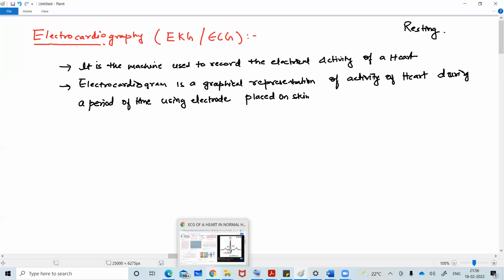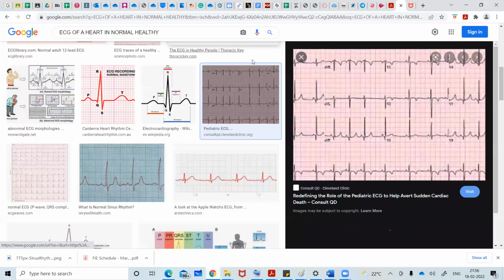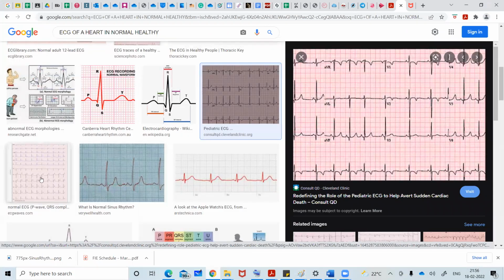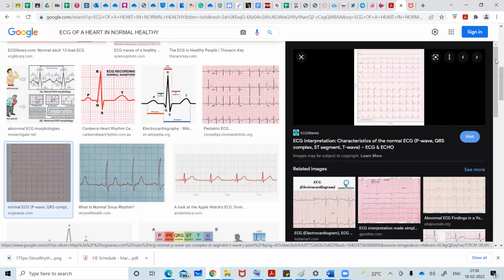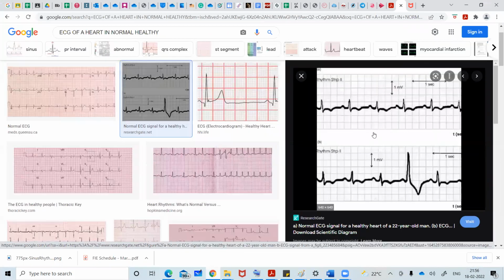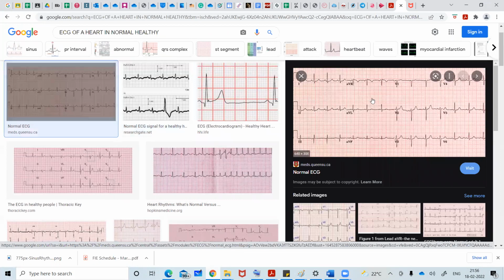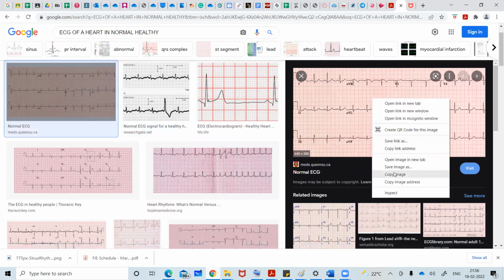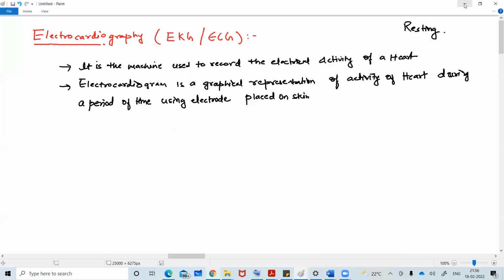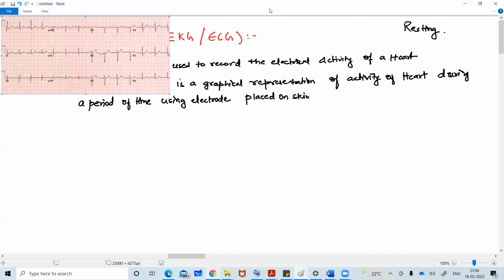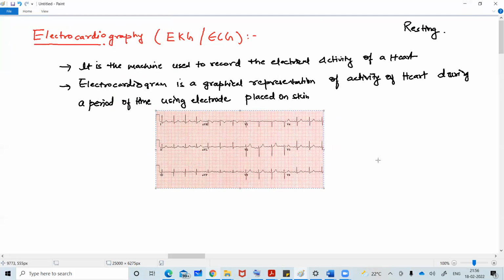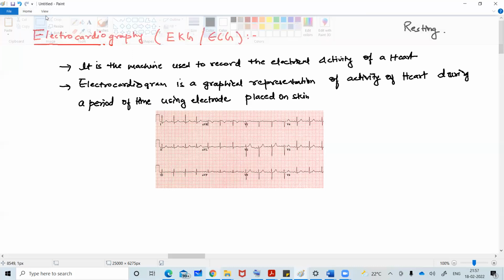First of all, let me show you how the graph looks like. This is the graph. You can see, this is how a normal ECG of a patient can be recorded. Let me copy this particular graph and paste it here. So this is the graph which I'm talking about in the second statement.